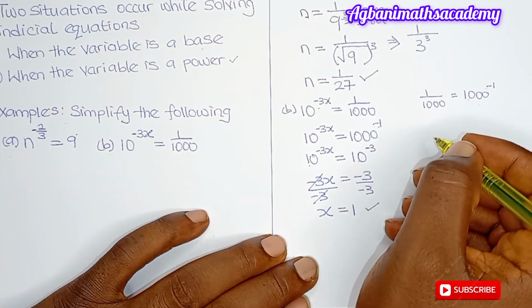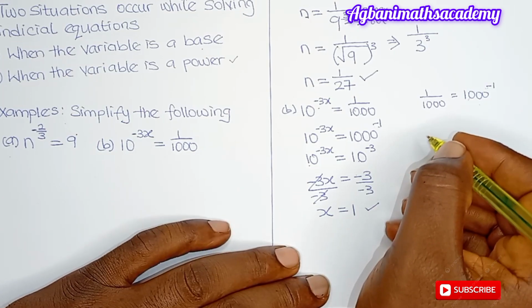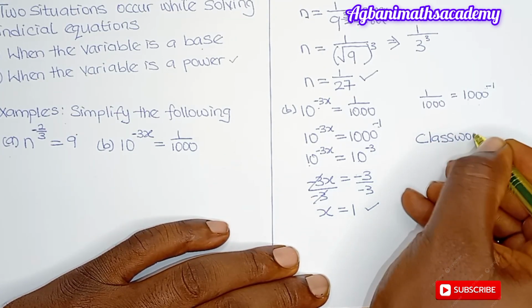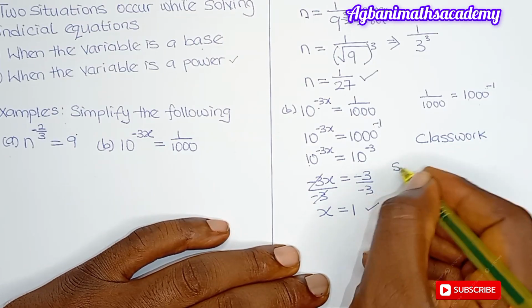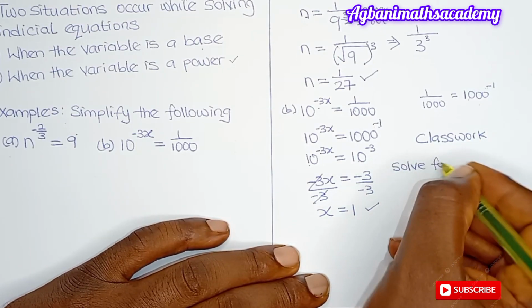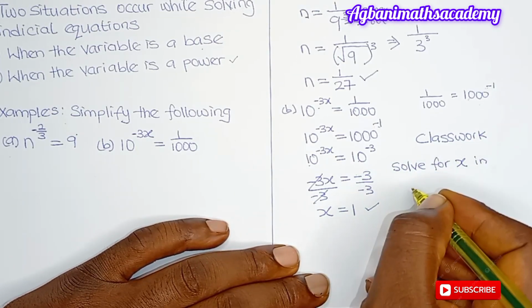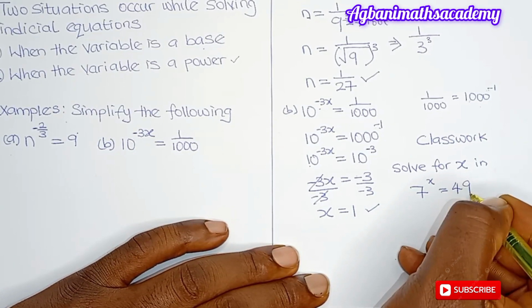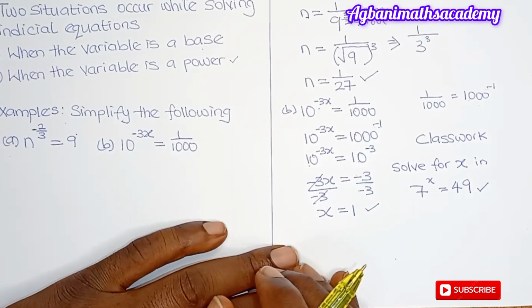Very simple. So I'd like to give you a classwork to confirm that you understood the topic. Classwork. Solve for x in 7 to the power of x is equal to 49. I'd like to see your answer to this question in the comment section.